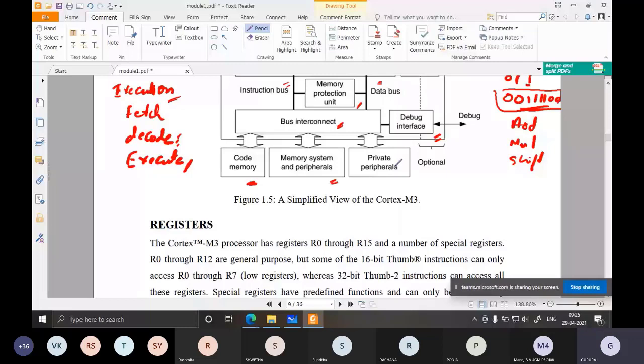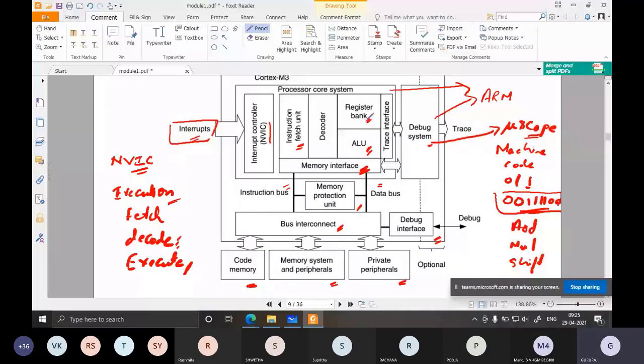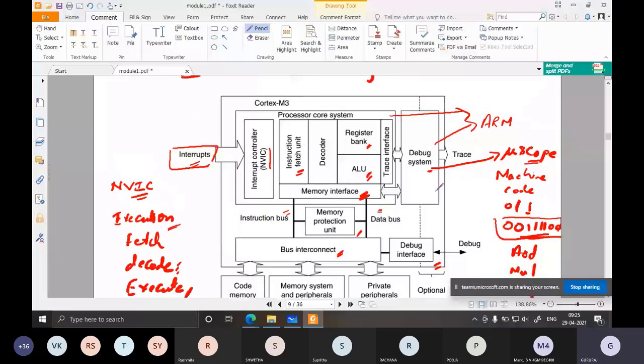This is the simplified view of Cortex M3. Out of this view, the processor core and the debug system are only developed by ARM. The remaining will be developed by the chip manufacturers according to their requirement. Now we'll talk about the register bank.